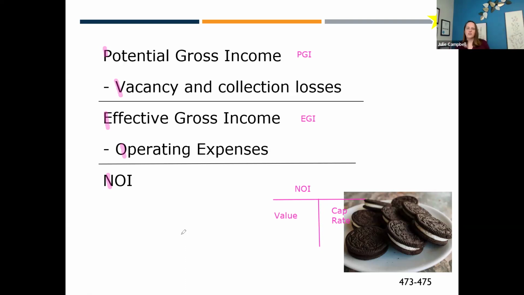PGI, vacancy and collection losses, EGI, operating expenses, net operating income. Poor Violet eats Oreos nightly. I don't think Violet's doing too bad if she's eating Oreos every night. It'll catch up to her though.